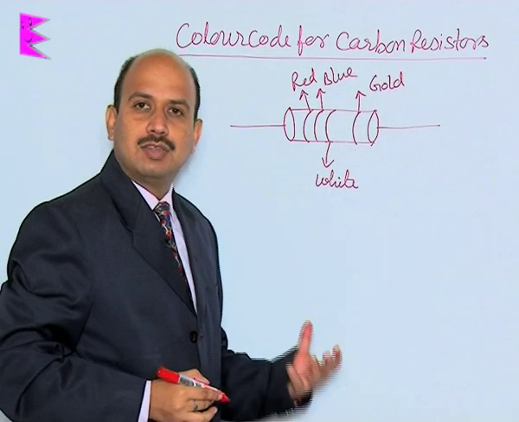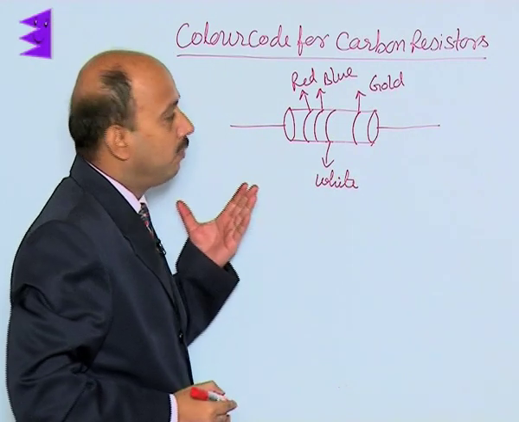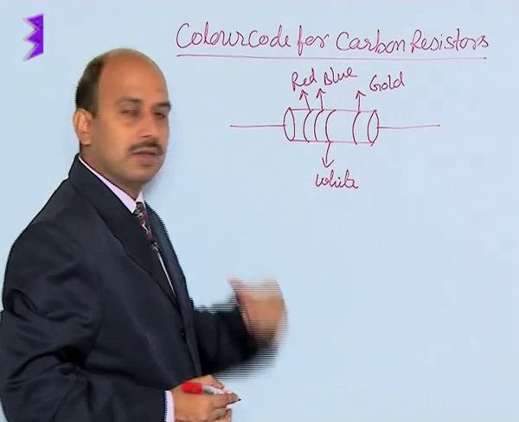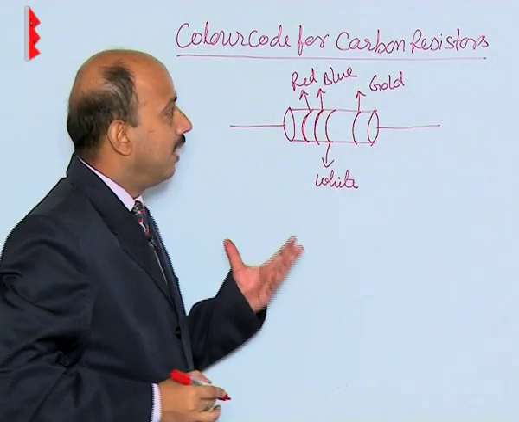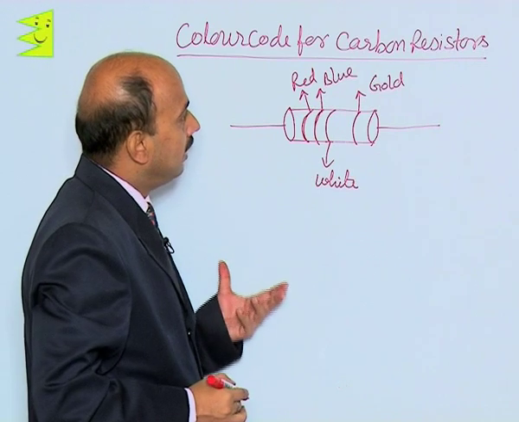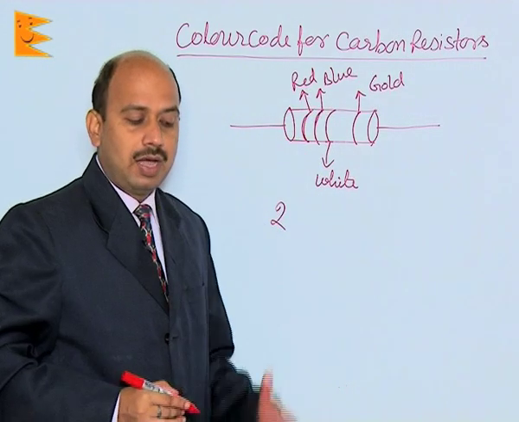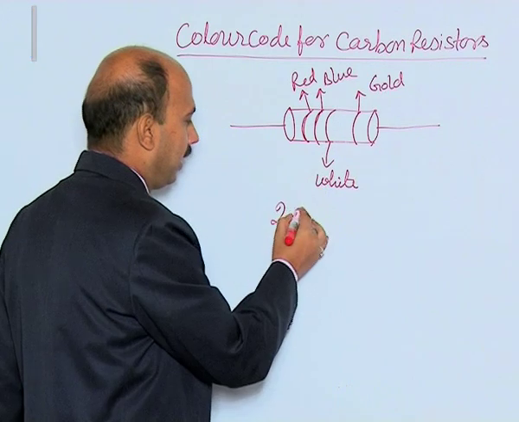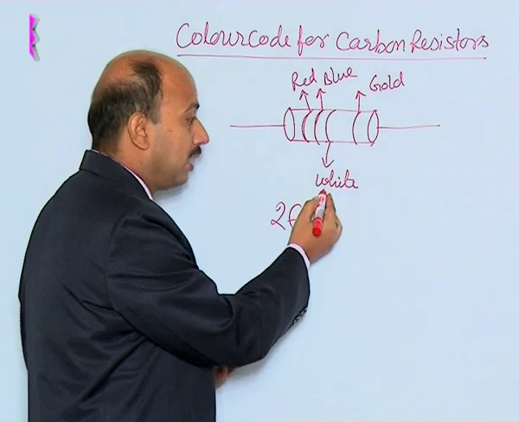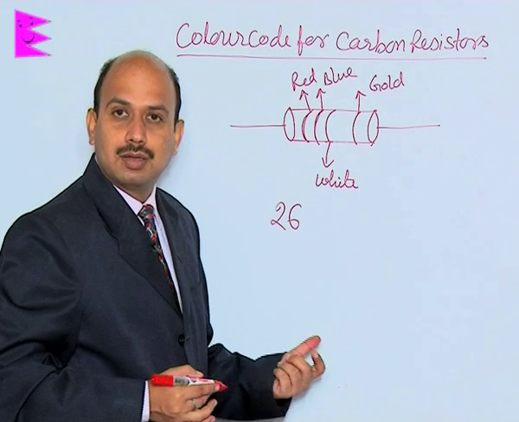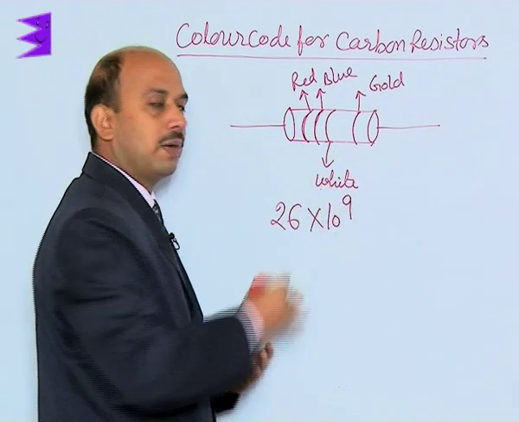So, how do we calculate its resistance? Now, you can see the values for the different colors in the table. Now, for the red, blue, white and gold. For the first two colors we write their numbers. For the red it was 2, so we can write 2, and for the blue it is 6, so we can write 6. The third color is white, for that we do not write the number, for the third color we write the multiplier. So, the multiplier for the white color is 9. So, we can write 26 into 10 raised to power 9.